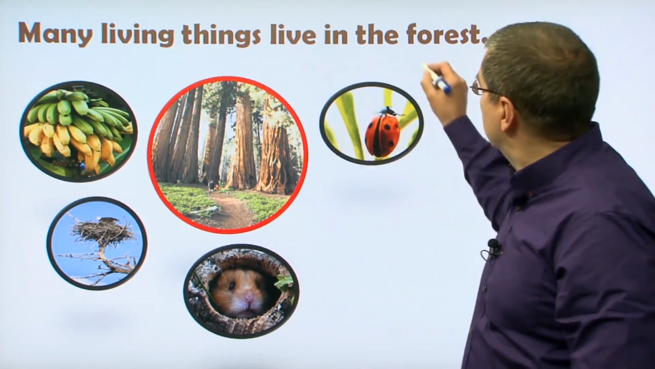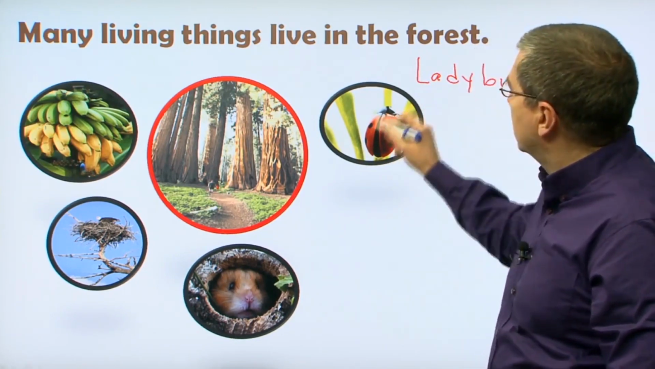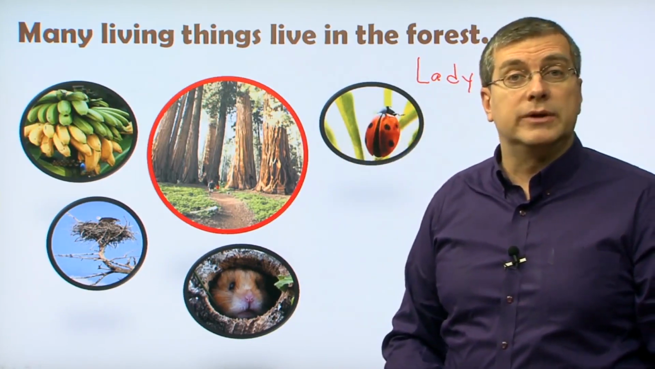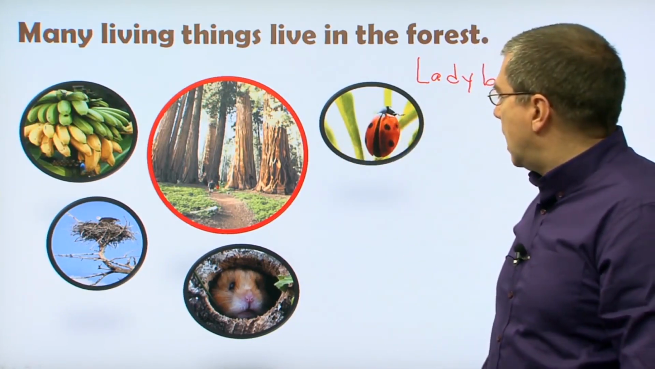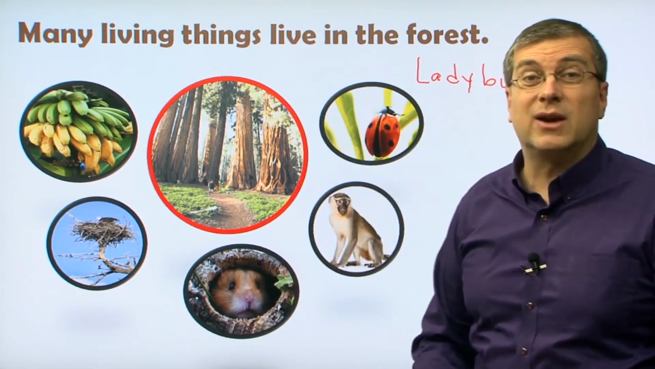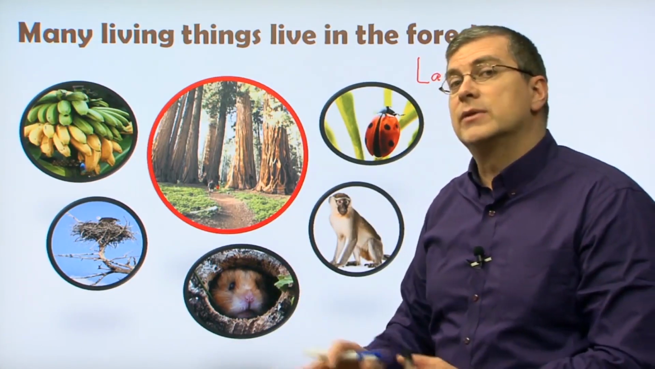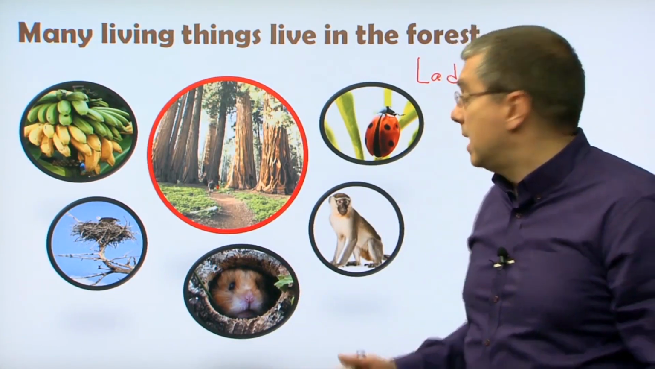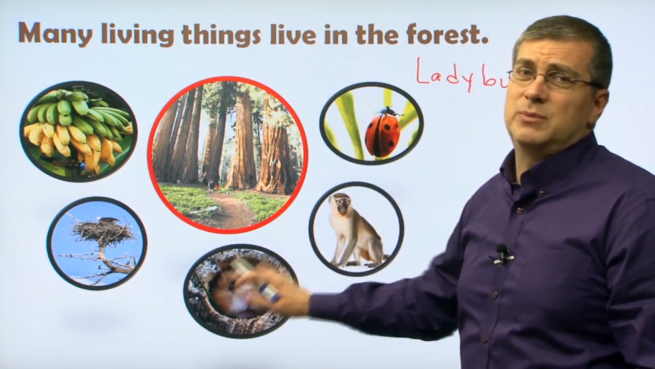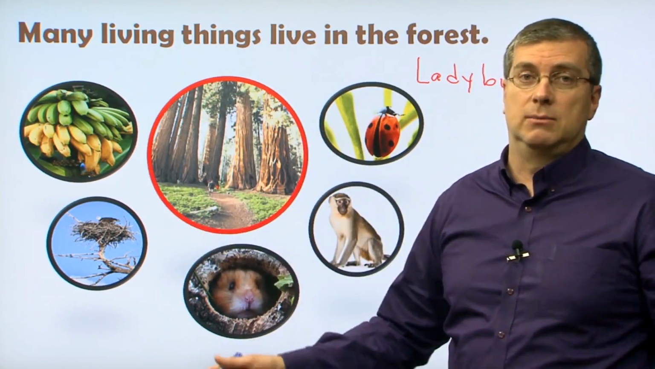A ladybug. So this insect is a ladybug, right? Very beautiful insect. Many insects live in the forest. And what else lives in the forest? A lot of other types of animals. So we have squirrels. In some forests, there are monkeys, especially in warmer forests down south, right, where it's very warm. There are many monkeys that live in the trees. There's a lot of different types of animals that live in forests. Many different types of animals.